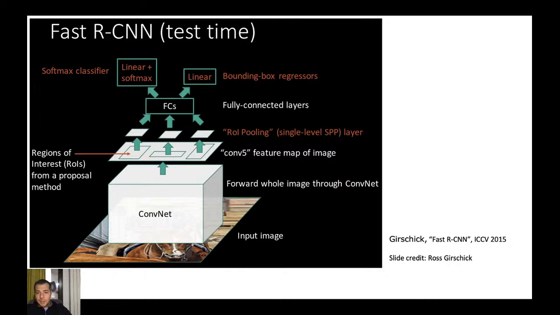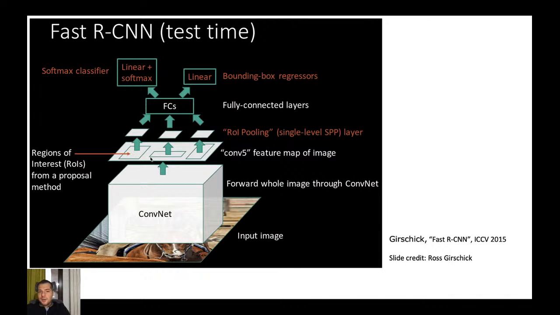The main update was to apply the convolutional layers on the entire image only once. So instead of applying the CNN for each region proposal, now they apply it only once for the entire input image, and this produces a larger activation map.